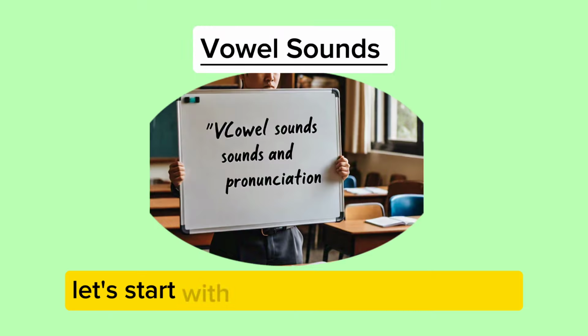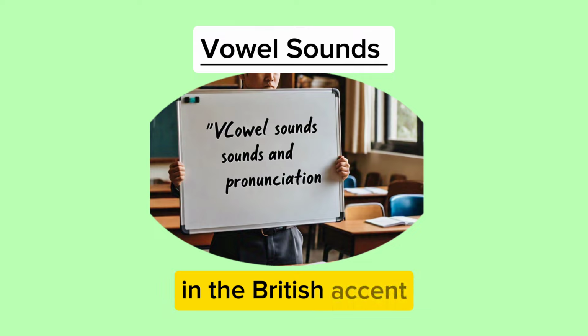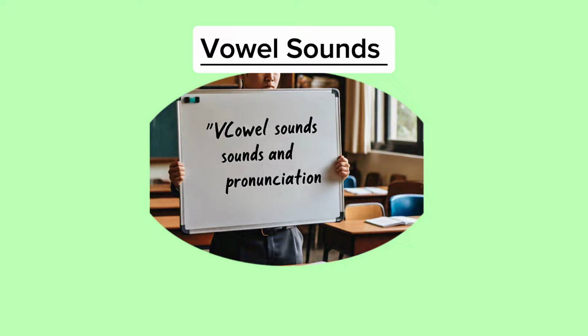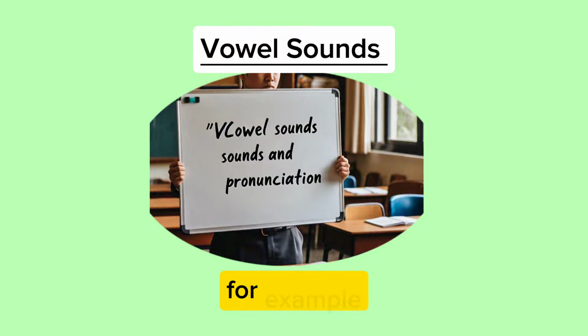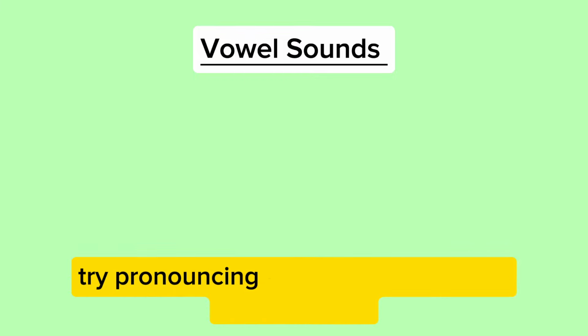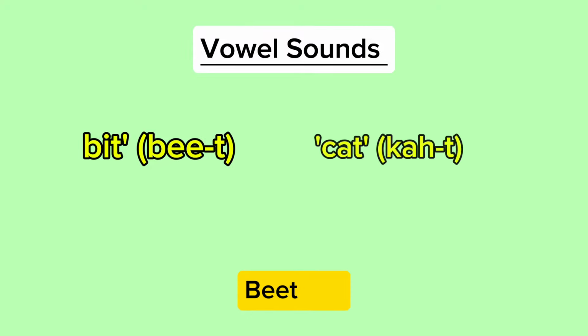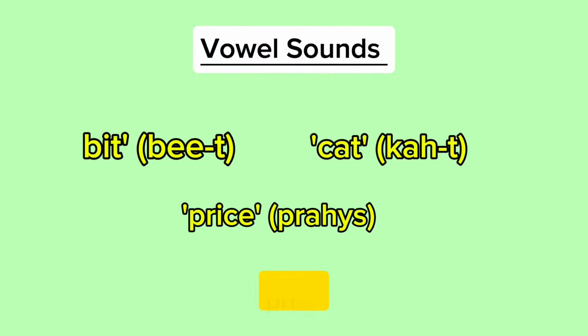Let's start with the basics: vowel sounds. In the British accent, the I in that is more like double E, and the A in cat is more like ah. For example, try pronouncing these words with the British accent. Beat, cat, prize.